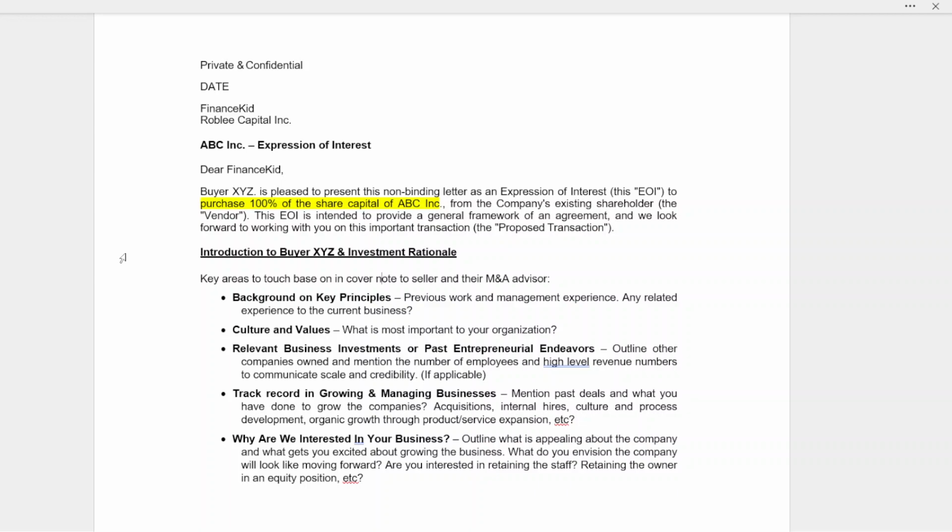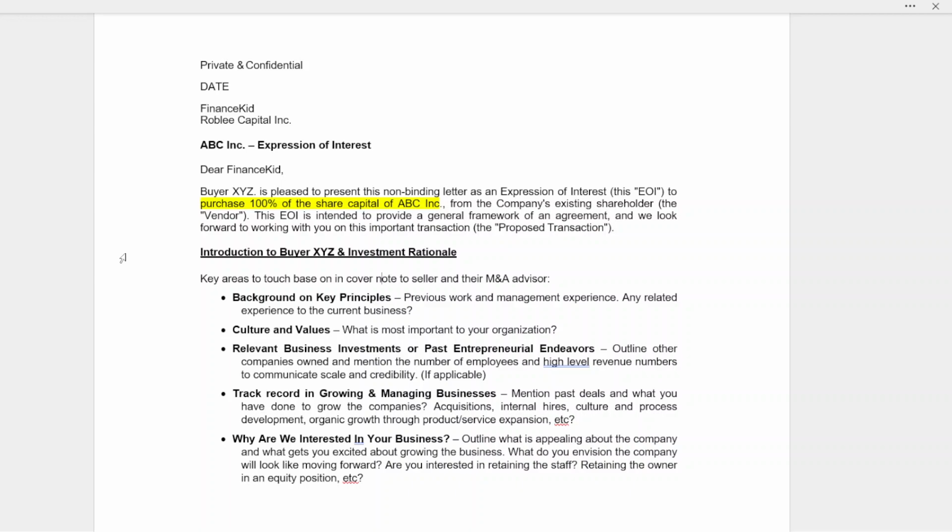So this is a real life example of an EOI that was submitted by a private equity firm for one of our businesses. I've removed the names, obviously, of the clients and the buyers, but the concept in terms of the overall format and the items that are addressed in this EOI are real life examples of what a professional business buyer would submit to a seller.